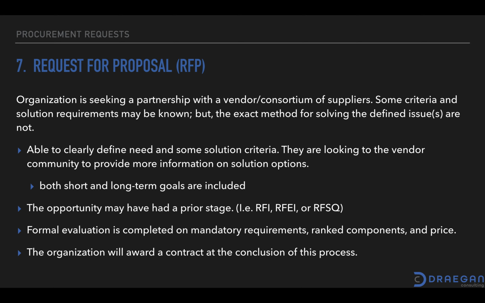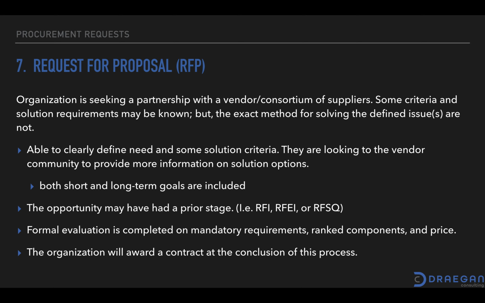So a request for proposal, or an RFP, is probably something that many of you will have heard about. This is one of the most complex methods of procurement request. It involves an organization seeking a partnership with the vendor community or a consortium of suppliers. They're not looking for just a single request and response. They're looking for an actual partnership over time. So these tend to be fairly long agreements or contracts. A lot of them have renewal options incorporated.